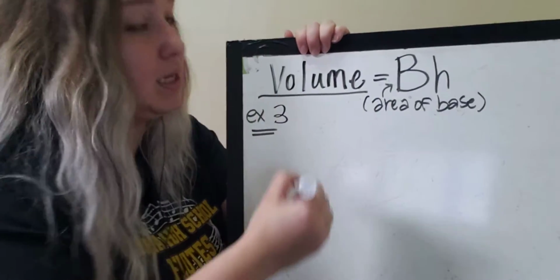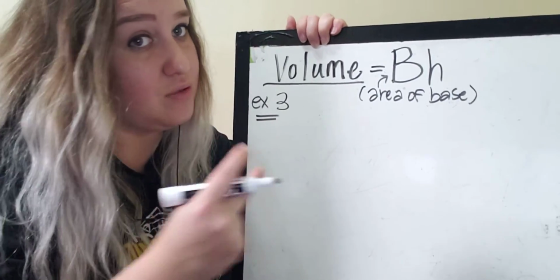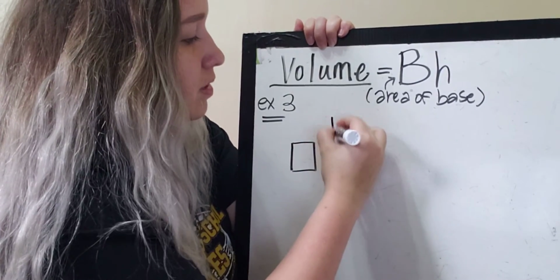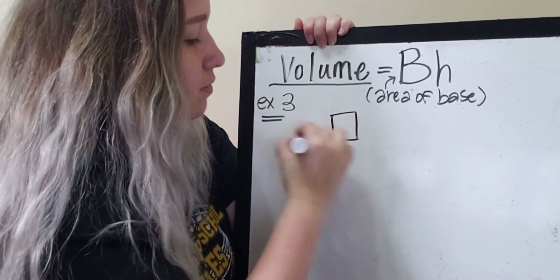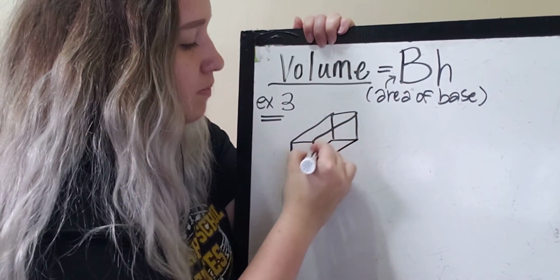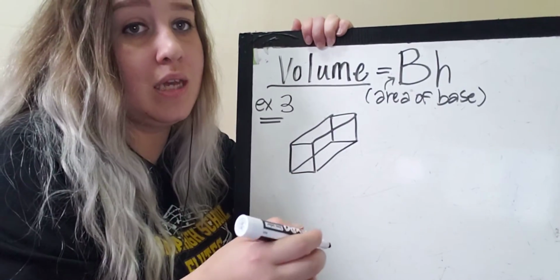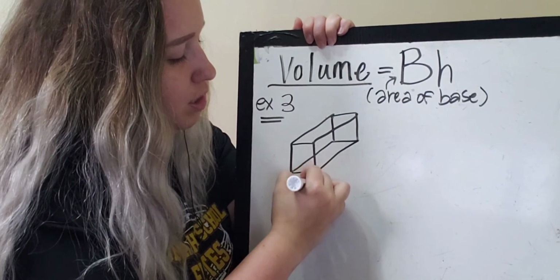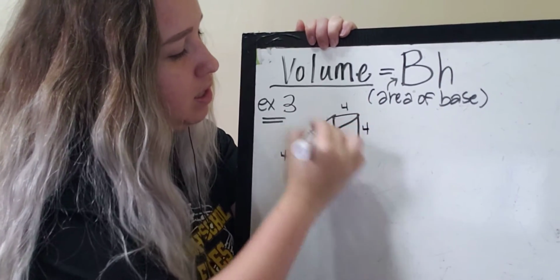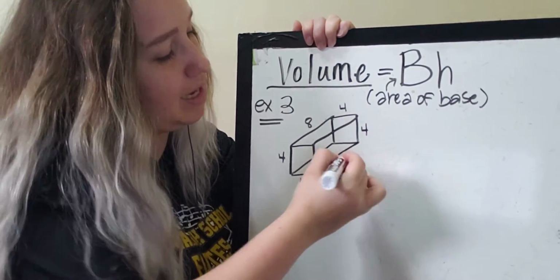Example 3. So we're already halfway through our examples. We've only got 2 more. Let's do another rectangular one. This one's going to be kind of funky though. Check this out. This is a long rectangular prism, okay? And for numbers, it's going to be 4 here, 4 here, 4 here, 4 here, and 8. Okay, let's put another one over here, 8.